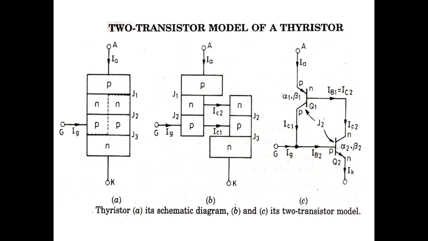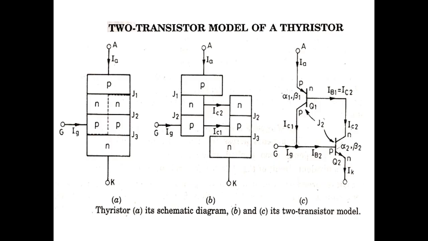Here we have the 4 layers P N P N, and a dotted line which bisects the inner 2 layers so that it can be bifurcated into 2 transistors. The first one is the PNP transistor, that is Q1 is the PNP transistor and Q2 is the NPN transistor. These transistors are interconnected so that we can analyze the operation of these two transistors.